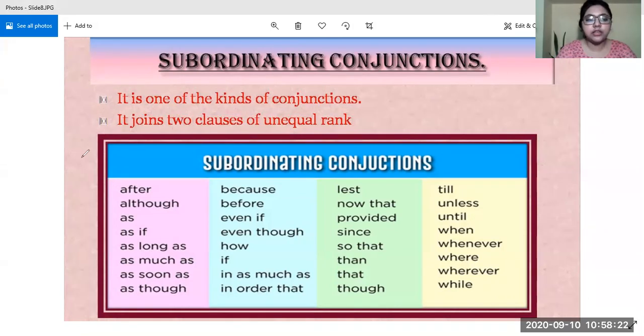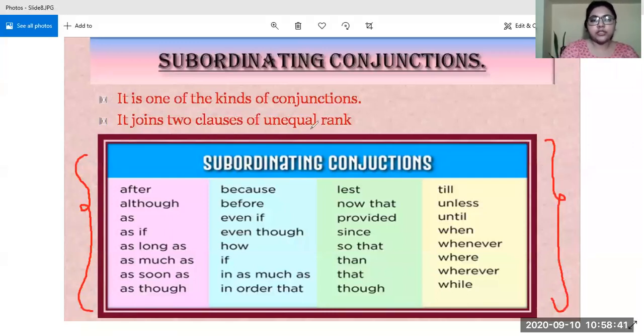So these are the list of the words which are used as the subordinating conjunctions. This you should know. Not all the words are given in your books, so you can take it down from here. And the second part is that it joins two clauses of unequal rank.